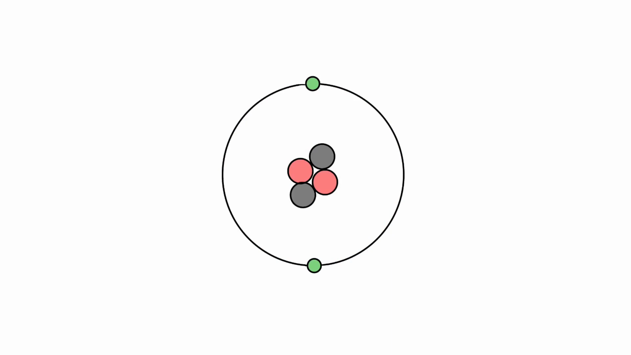Finally, there was Niels Bohr, and he believed the atom was like the sun and the planets orbiting around. So the nucleus to him was the sun, and it was positively charged. And then the electrons were like planets, and they orbited the nucleus.